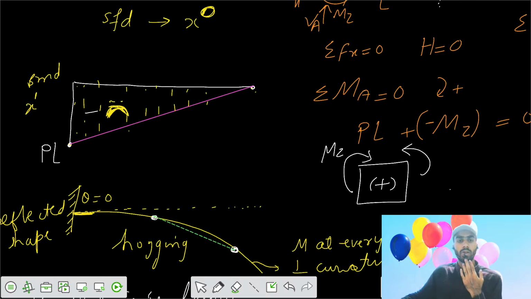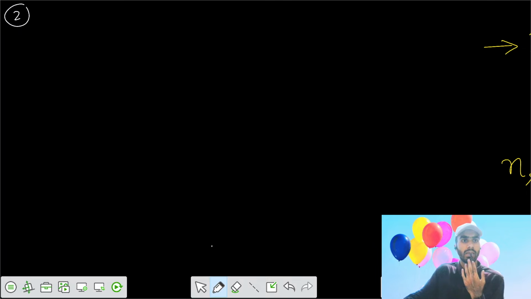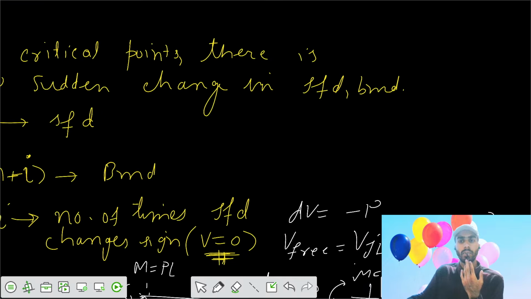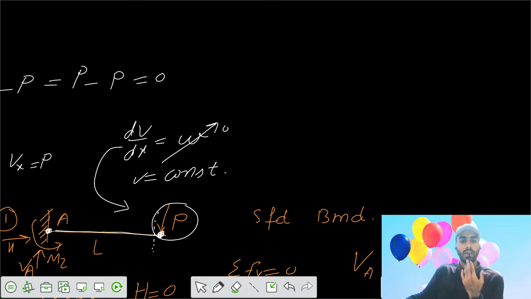Let's take one more problem. Next, this is your fixed support. You are applying a moment equal to M at the free end. You need to calculate the shear force diagram and bending moment diagram. See, in the previous question, we could also have solved it by another method.